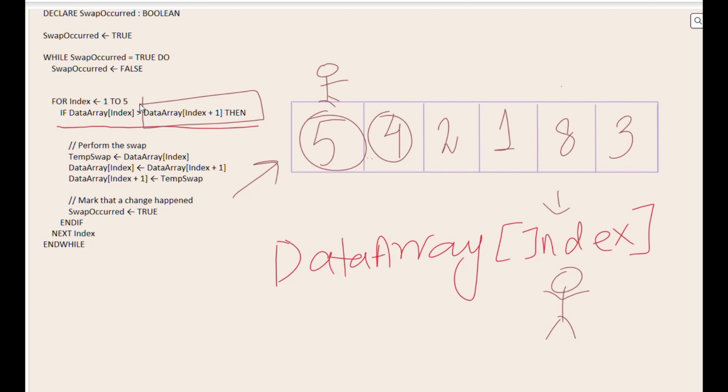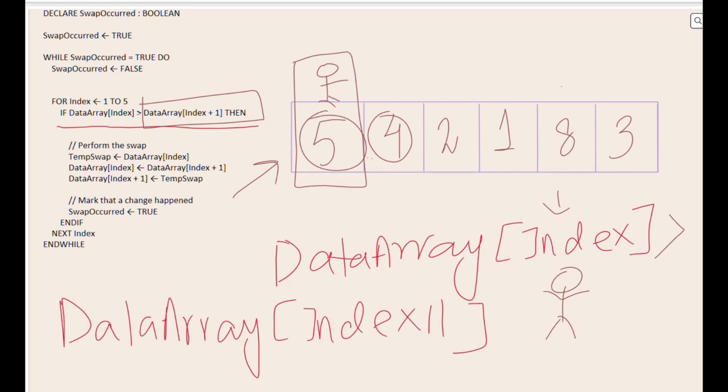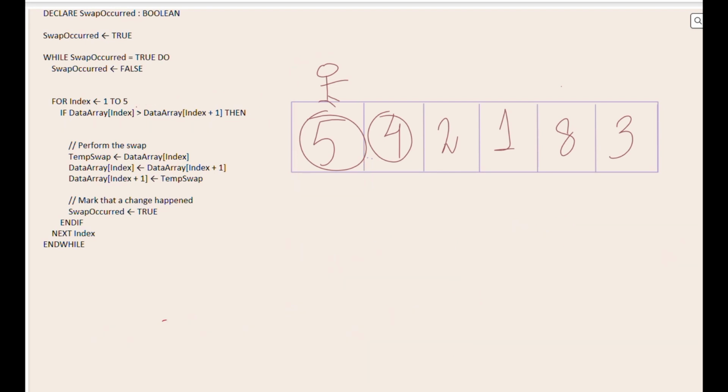as you can see this block of code here, data array index plus 1. If data array index, this means that this position on which the man is standing, if this is greater than data array index plus 1, this means that it is checking this position on which this man is standing. This man, you can call him index. If it is greater, then you have to forward, you have to increment the position on which the man is standing. You won't perform a swap.